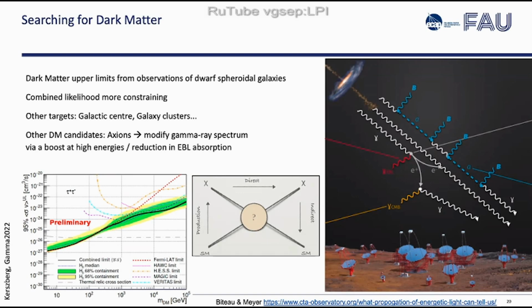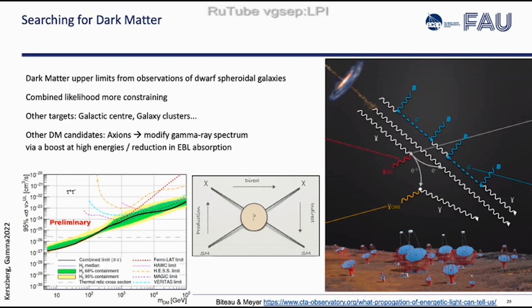So we can also place upper limits on dark matter. This is using the indirect search approach. We expect to have dark matter annihilation producing photons. We can place upper limits from observations of dwarf spheroidal galaxies, and it was shown at Gamma 2022 this year that a combined limit, really again combining this data from multiple instruments, gives us a more constraining result. So the combined likelihood over observations from multiple instruments gives us the most constraining upper limit.